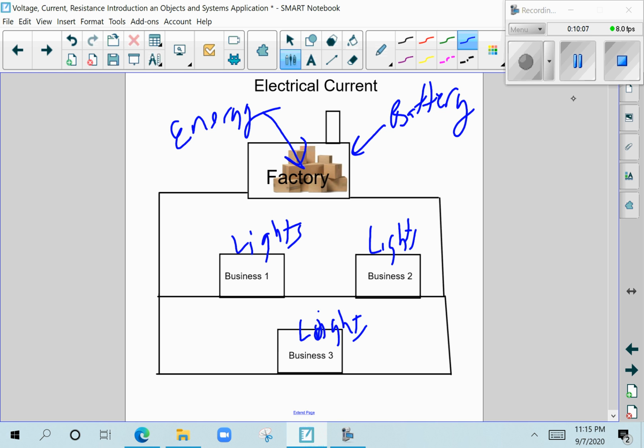So if we understand how factories ship goods, then we understand how circuits operate. And we can at least visualize a factory shipping items out rather than viewing charges. So that's what we're going to focus on, something we can physically see. So we're going to be focusing on a factory shipping items.